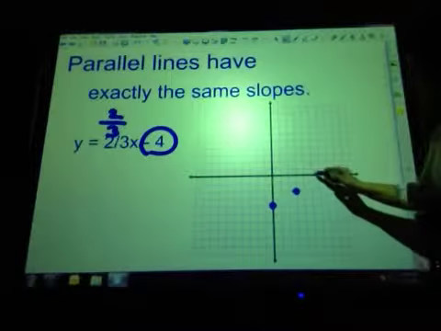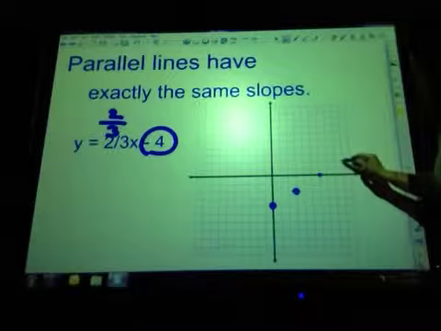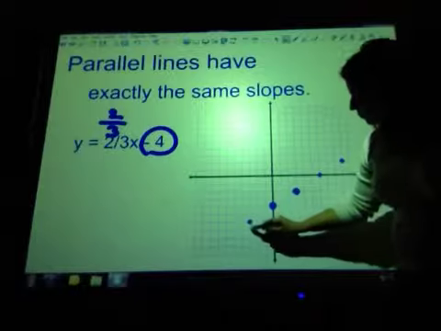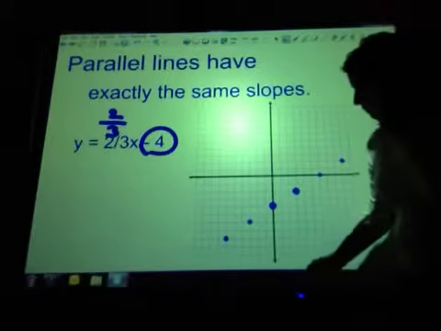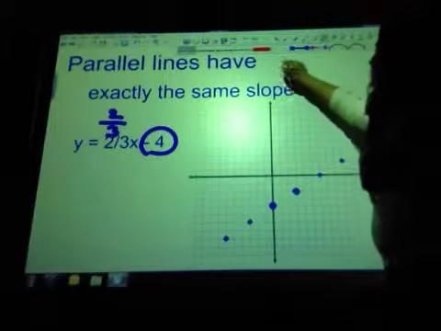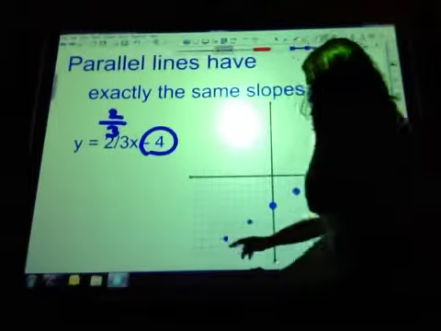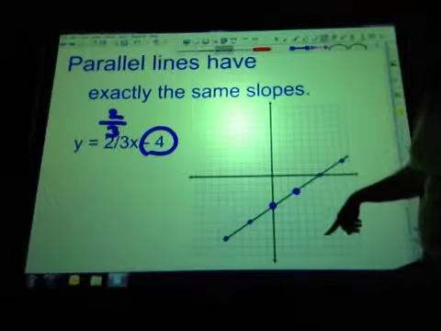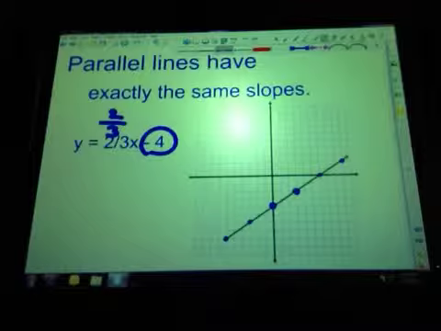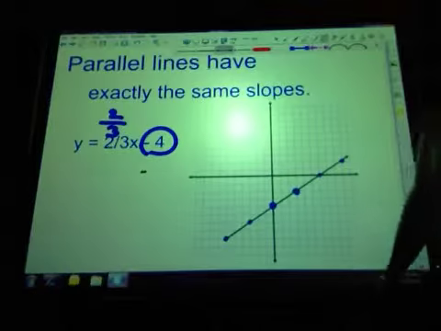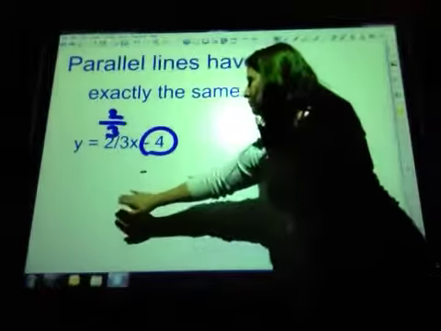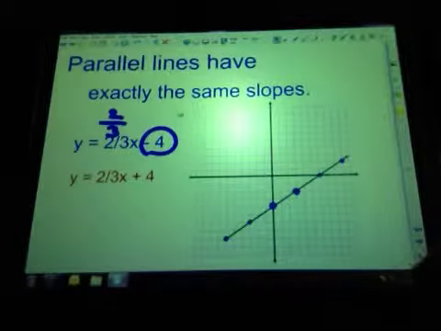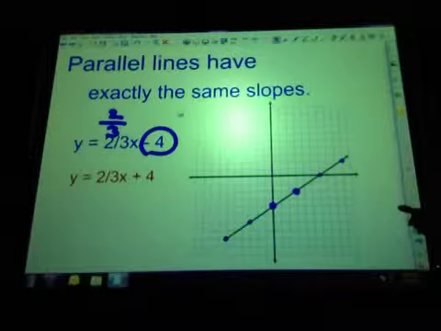I want to make sure that I keep going perfectly in a straight line. So I'm going to keep going with my slope of 2/3. So here's my first line of y equals 2/3 x minus 4. My second line is going to be y equals 2/3 x plus 4.